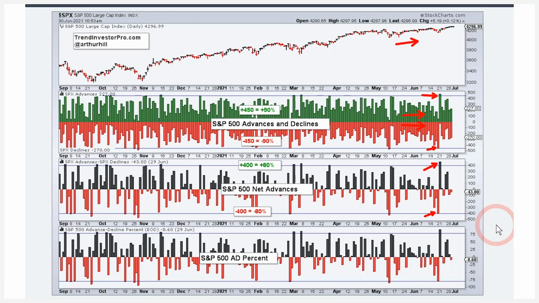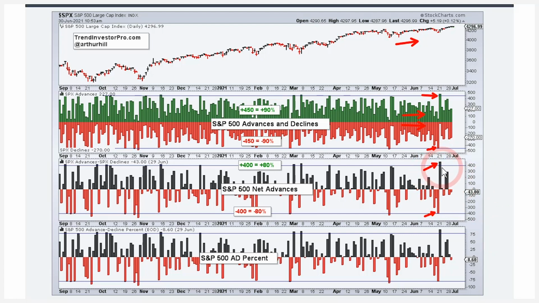And so to get to that 400 level, you have to have, say, 450 advances and just 50 decliners. So that's 450 minus 50, a net of plus 400, and we were above that. So that is a big update.